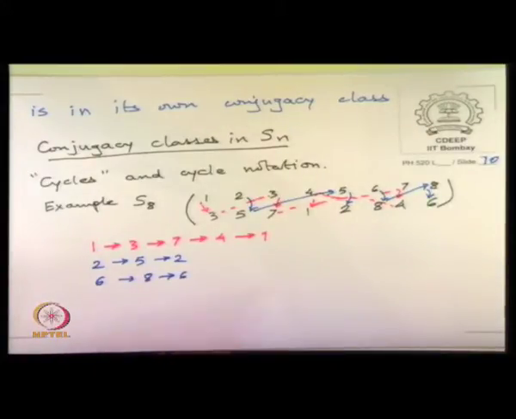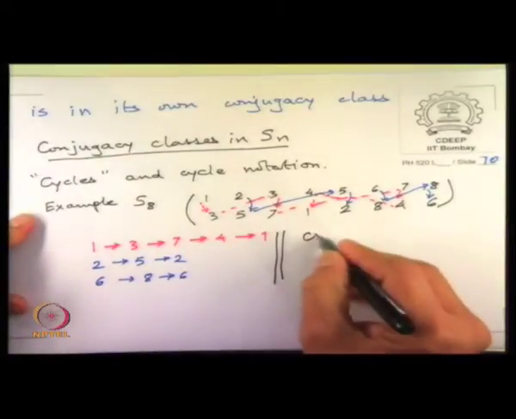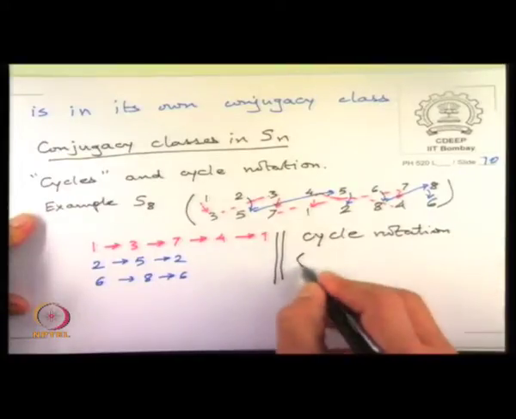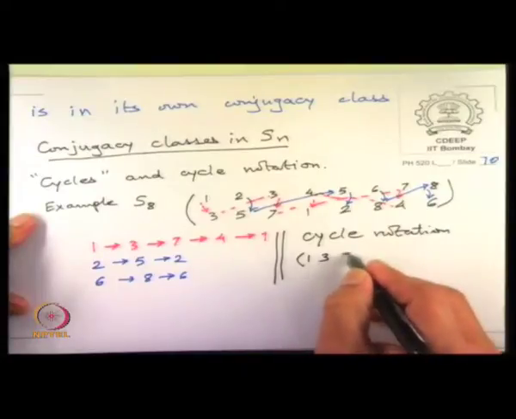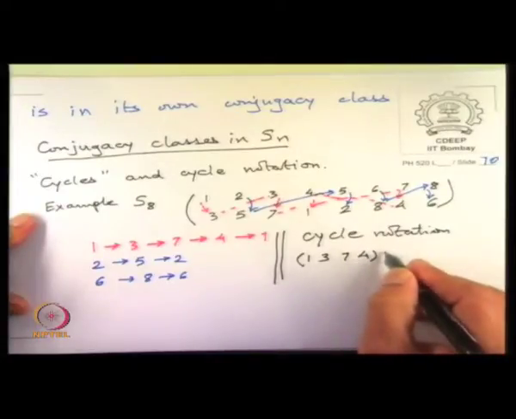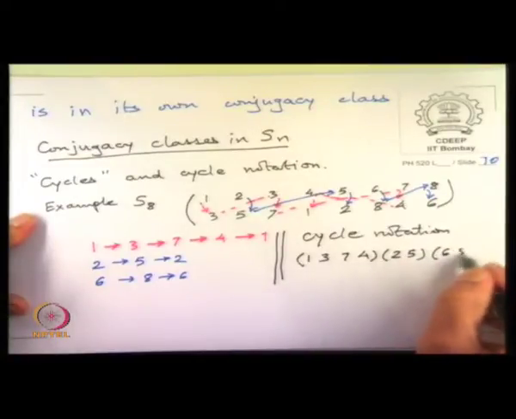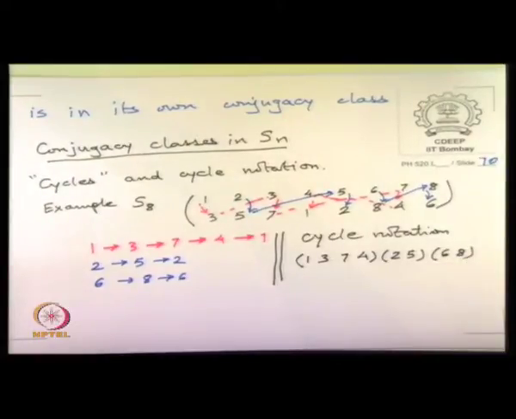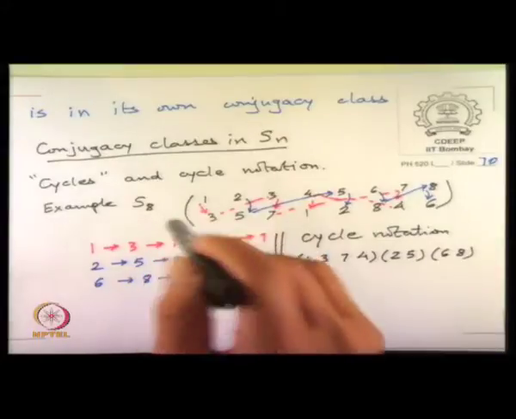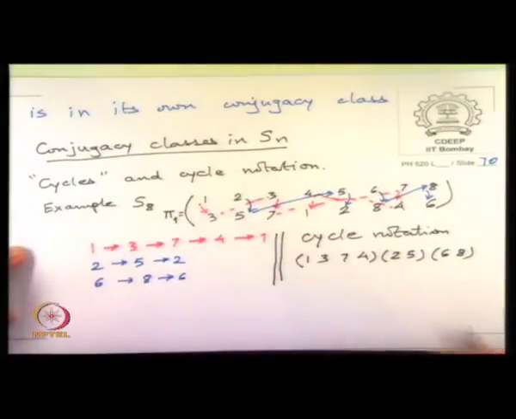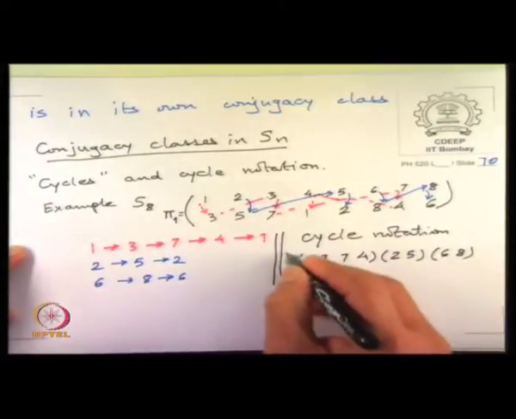So in cycle notation we identify such cycles and then only write (1 3 7 4)(2 5)(6 8). This is what we write. So the same element, let us call this pi 1. We call pi 1 equal to this.